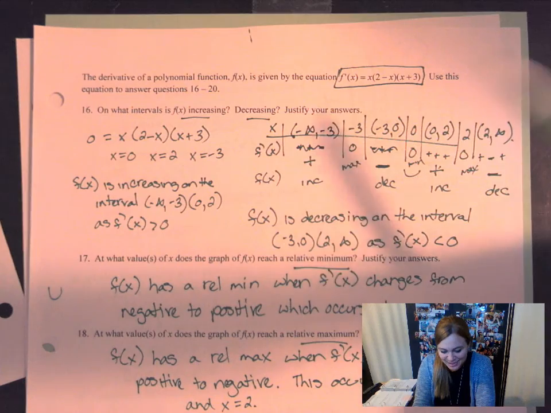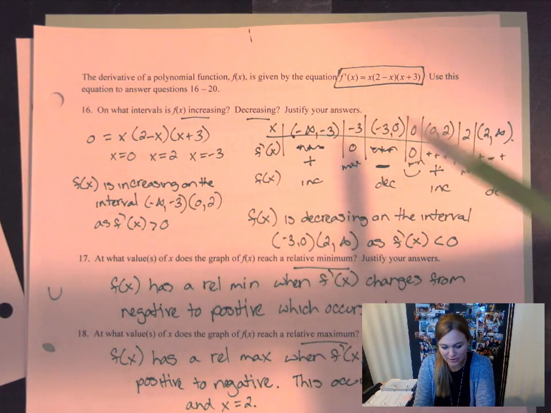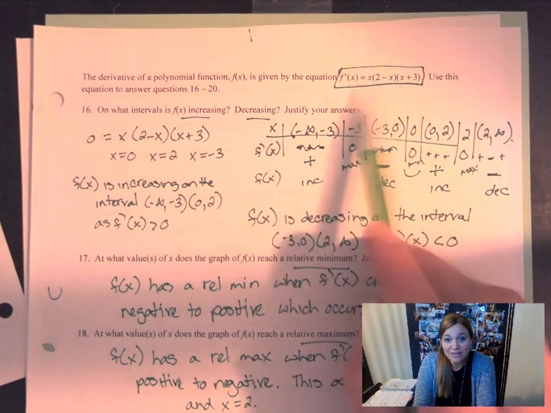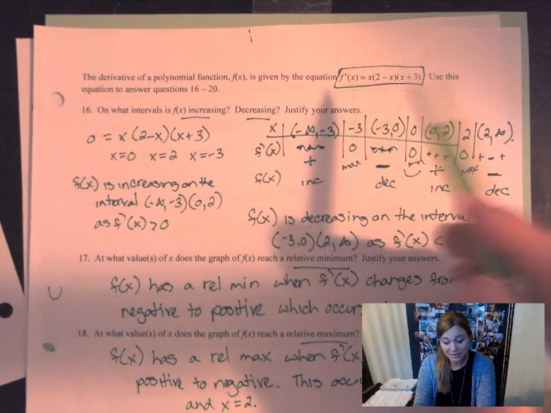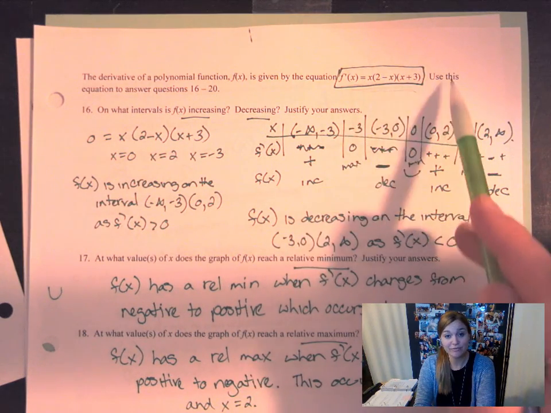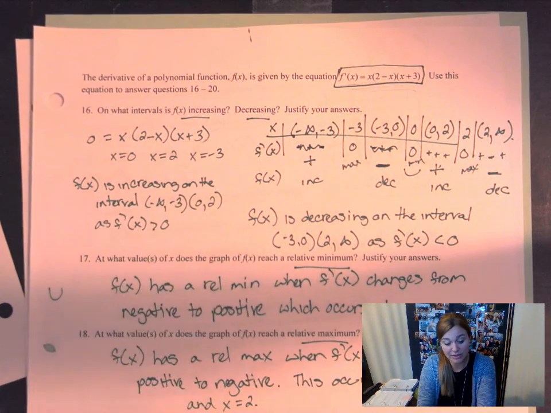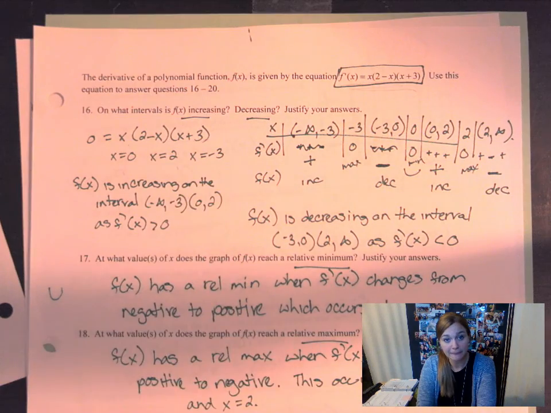Okay, so on this one, we've got: on what intervals is f of x increasing, decreasing? Justify your answers. This f prime is already given to me. Normally on those long problems we had to find the derivative and set it equal to 0. This derivative is already given to me, and it's really nice because it's already written in factored form. So if I set this equal to 0, remember, for factors, you can set each one of them equal to 0.